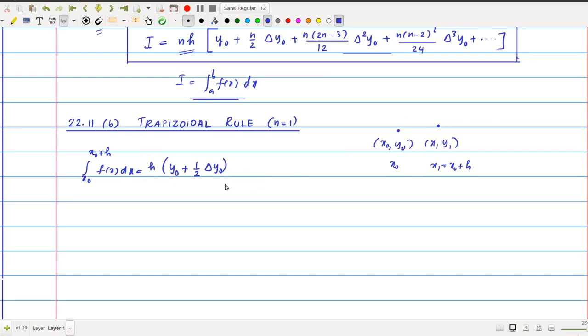So this is the integral, and we simplify this as h times y0 plus half times y1 minus y0. Okay, so this is the integral. Now, by simplifying this, you can get h by 2 times 2y0 plus y1 minus y0. So that will be h by 2 times y0 plus y1. So this is the integral from x0 to x0 plus h of f of x dx.